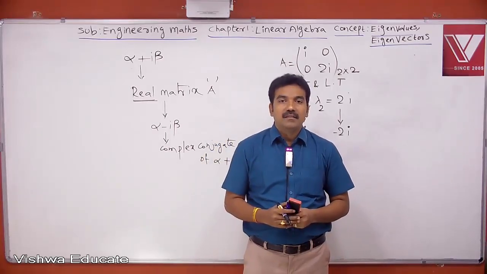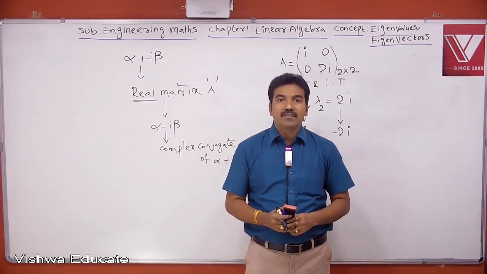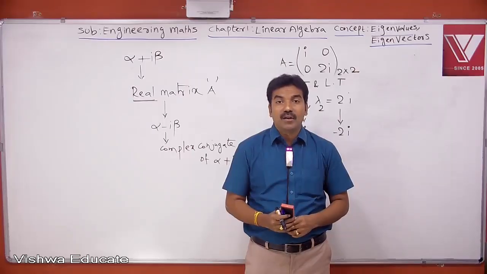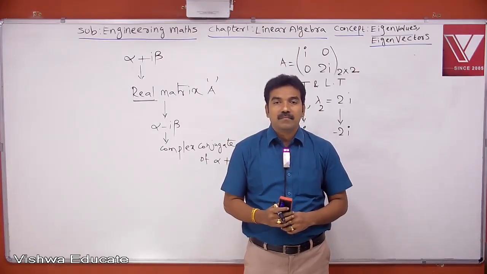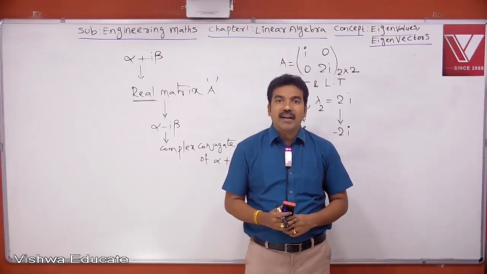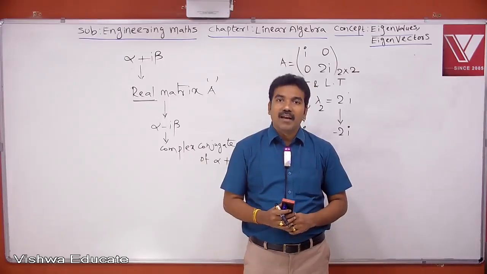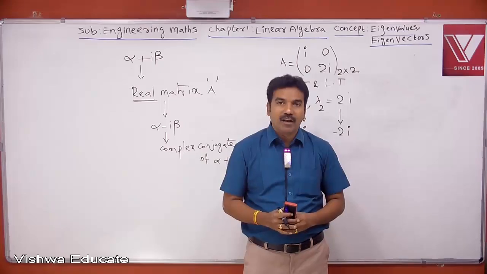If A is a real matrix with odd dimension, then A has at least one real eigenvalue.